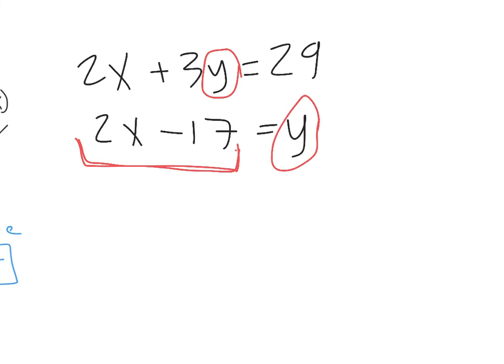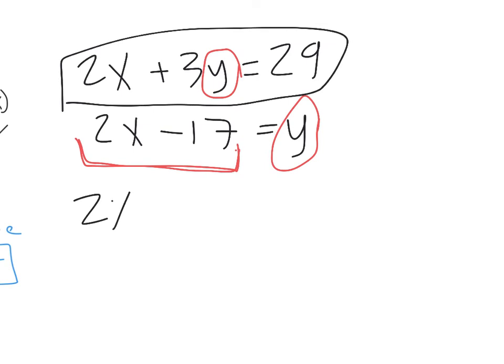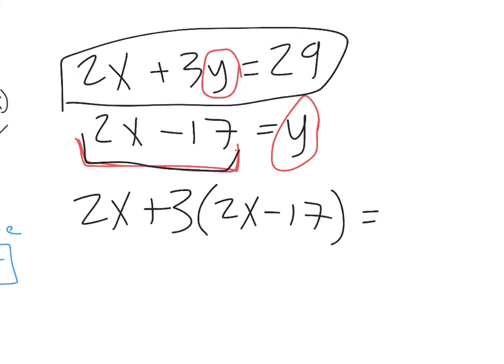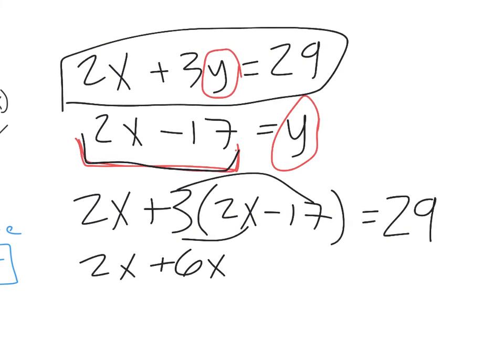So my new equation, working from the top equation, would be 2x plus 3 parentheses, and now I'm going to plug this in: 2x minus 17, is equal to 29. We're going to distribute and solve this equation. So I have 2x, positive 3 times 2x is plus 6x, and then positive 3 times negative 17, which is going to give me negative 51.